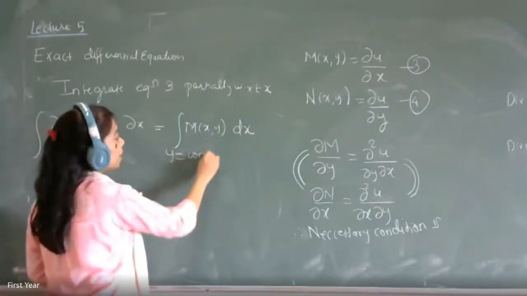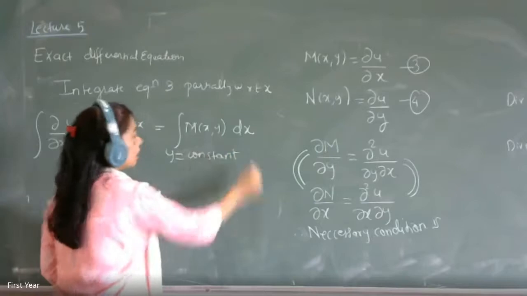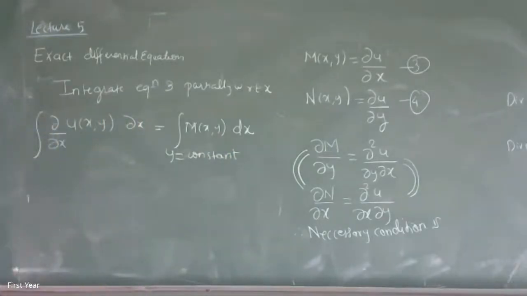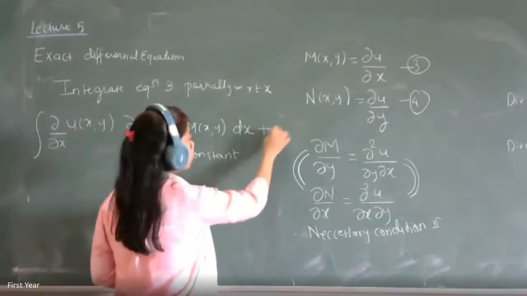What is the meaning of partial? Partial integration or partial differentiation? That means you have to take y as constant. If I am differentiating with respect to x, y should be taken as constant. Along with that, there will be a constant of integration.